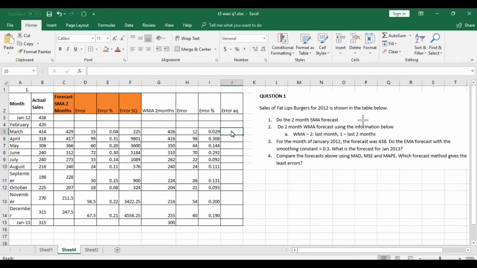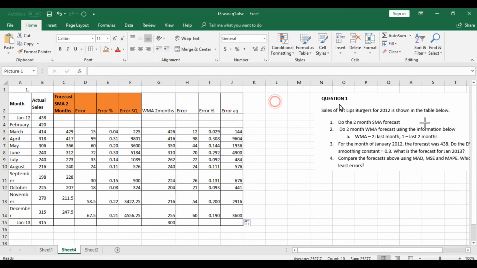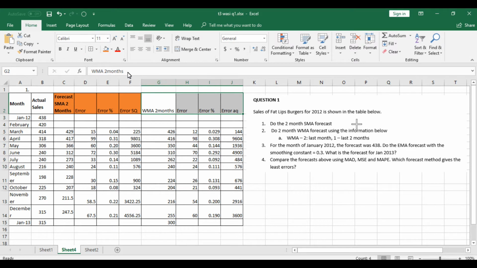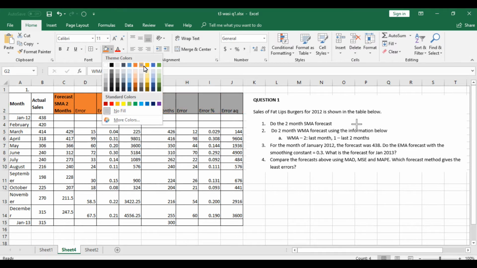Now we are going to do error square. Simply we have to take the square of error. So for that we have the formula power: select the error, comma 2, because the power is 2. Just drag it down. Yeah. Next, we are done with the weighted moving average.